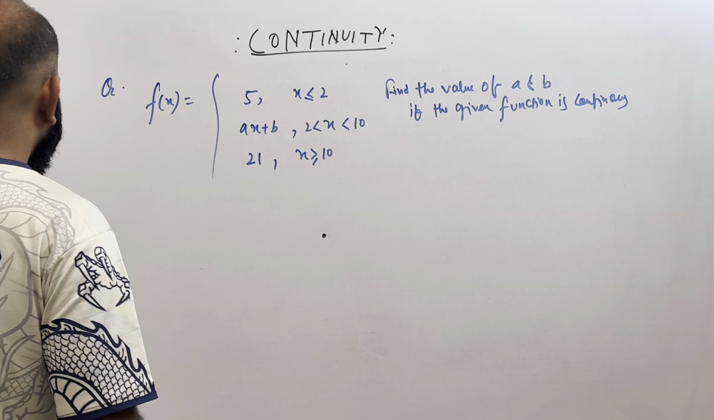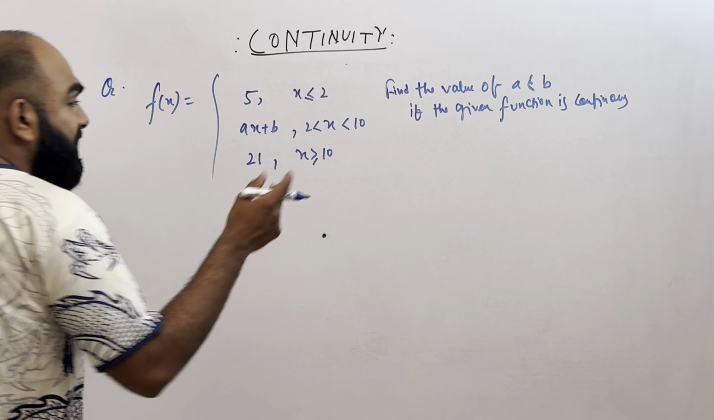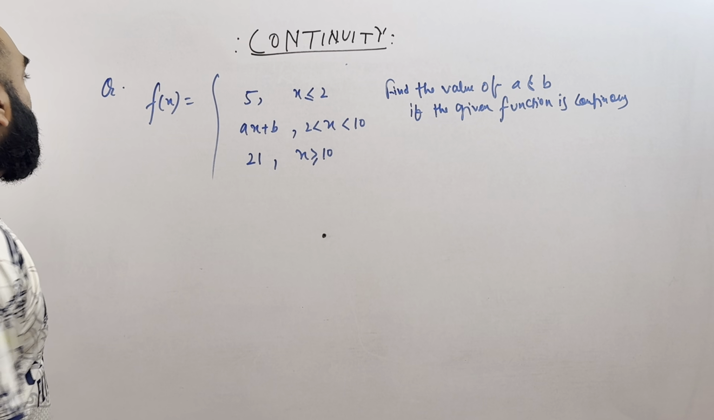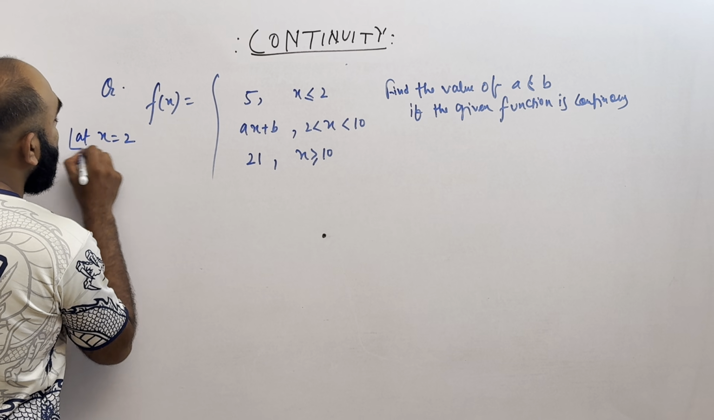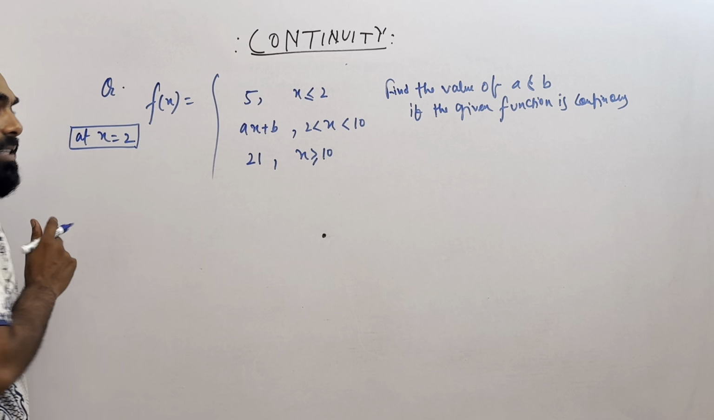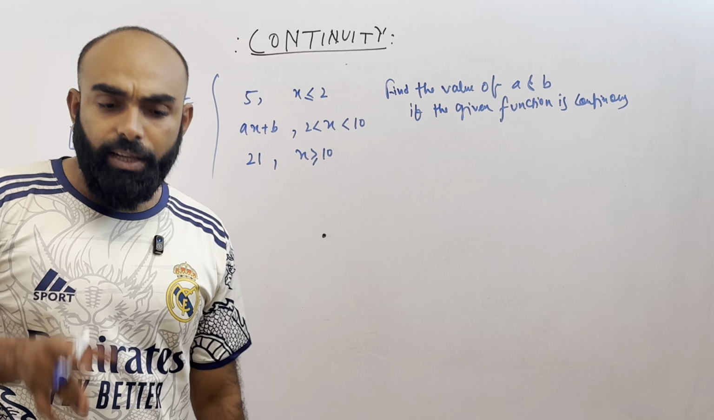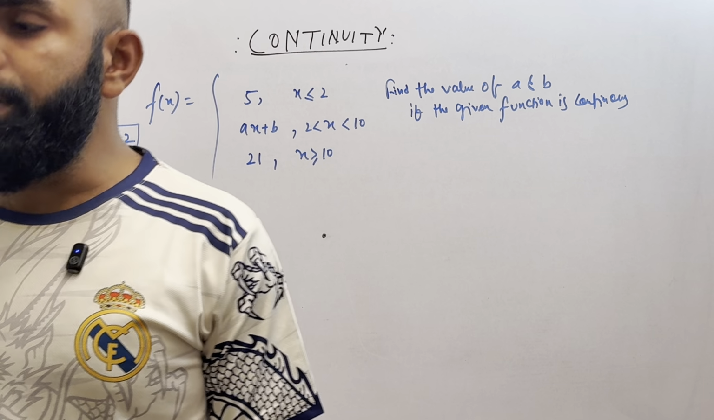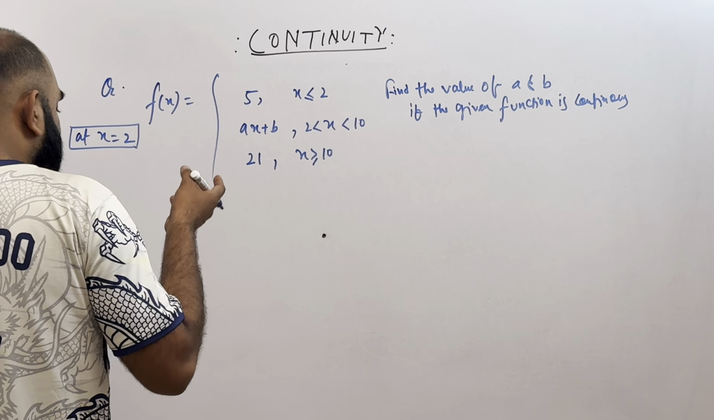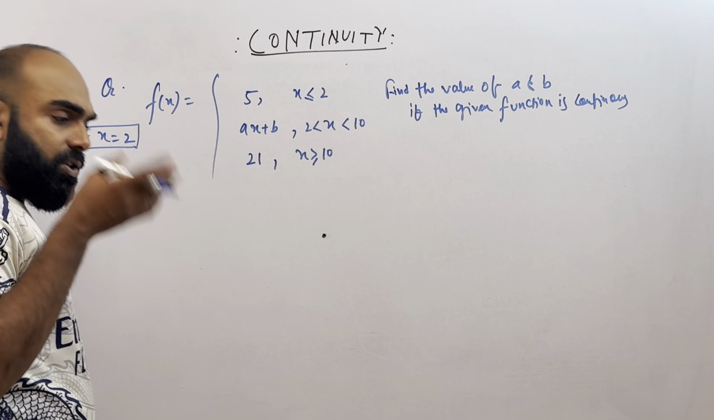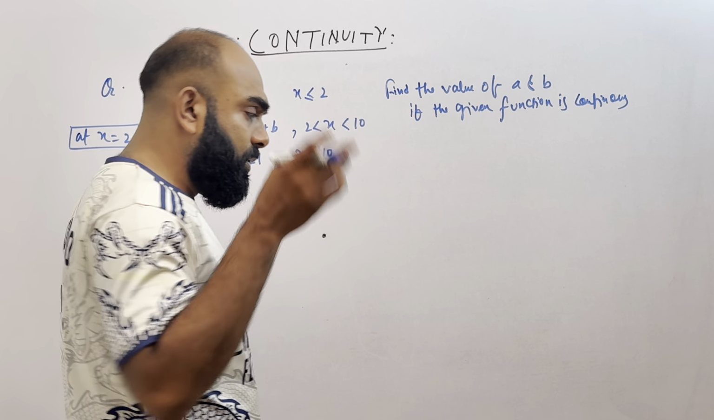Okay, I will start. First I will talk about x is equal to 2. I am writing here at x is equal to 2. They are not saying the given function is continuous at a point. They are saying find the values of a and b if the following function is continuous, which means it is continuous at both x is equal to 2 and x is equal to 10. Simple. I have to prove the condition of continuity at x is equal to 2 and at x is equal to 10.